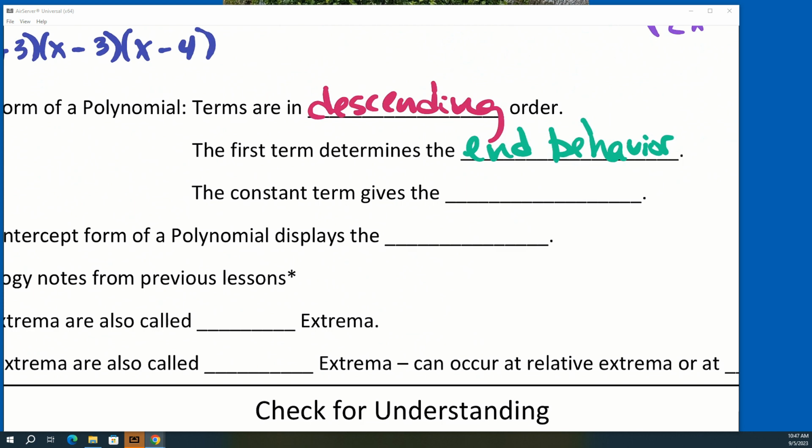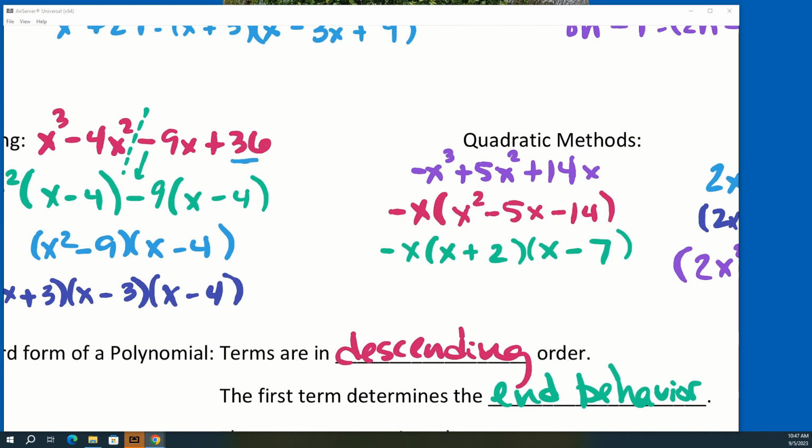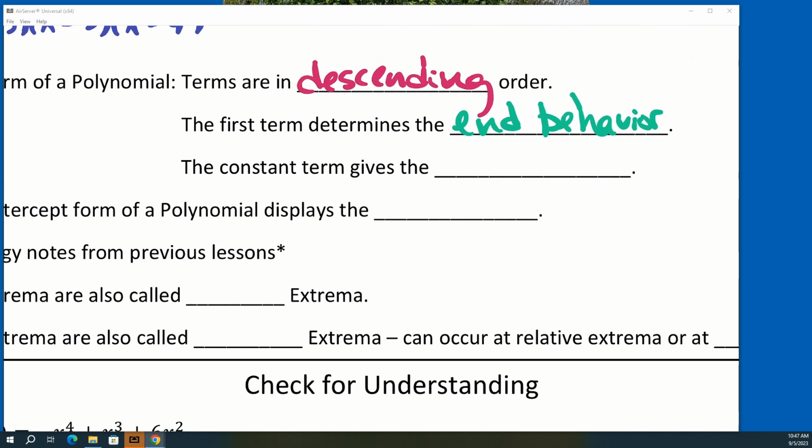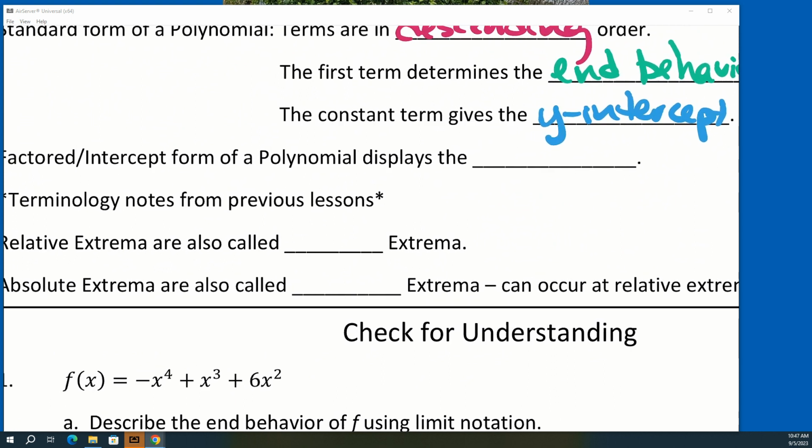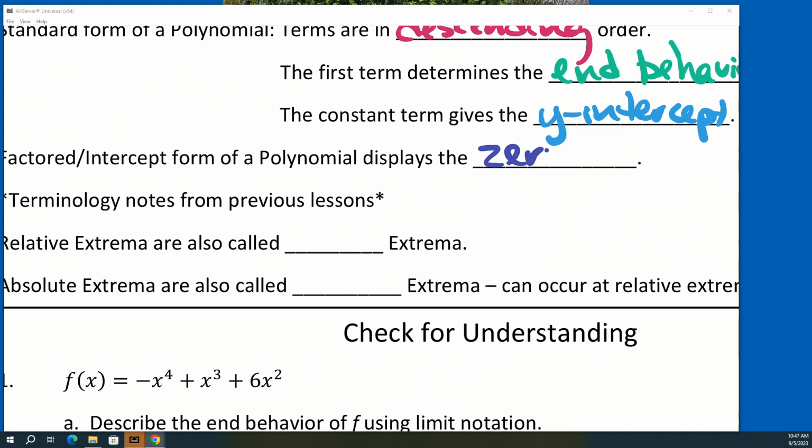And the constant term, so the very last number, tells you the y-intercept. Which is nicer than when it's in factored form, because if we had to plug in 0 and do some multiplication, it's just easier to do in standard form. And then the factored form, sometimes called intercept form of a polynomial, is really nice also because it tells you the zeros and their multiplicity. And it's really easy to see that from the factored form.